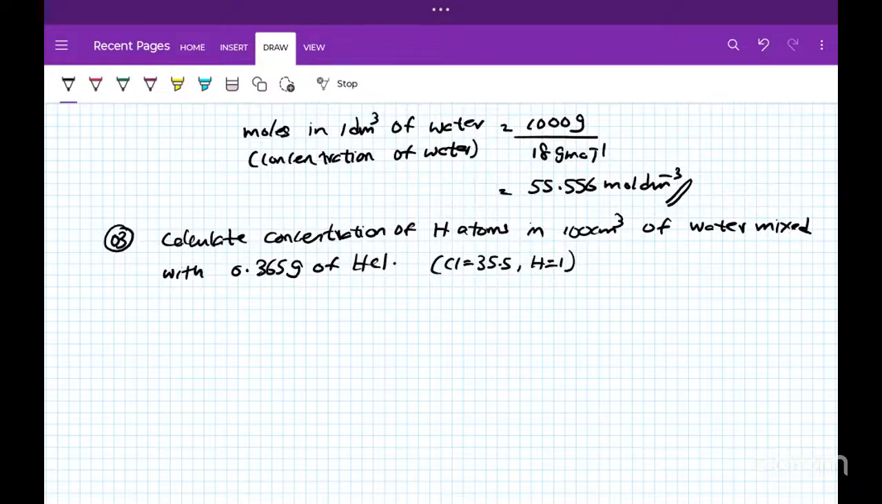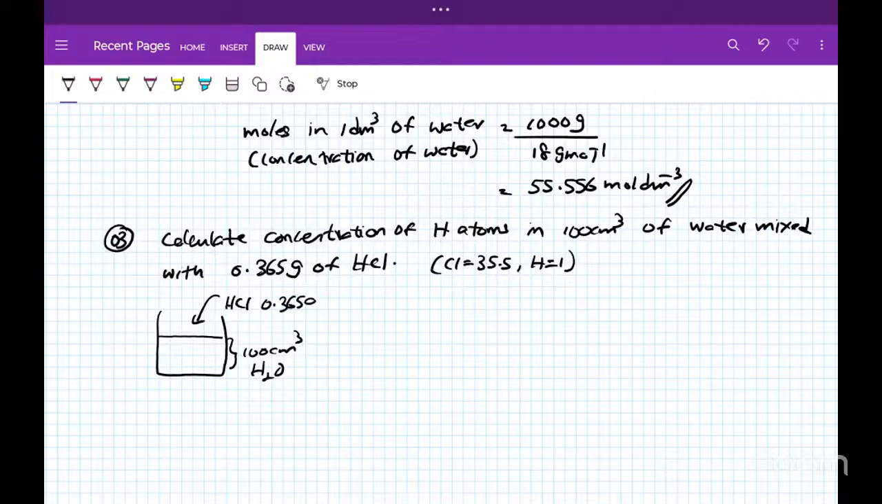Right. Now here, we need to consider the composition of the solution. So the composition is something like this. We have 100 cubic centimeters of H2O, and we have added HCl 0.365 grams. So this is the solution.